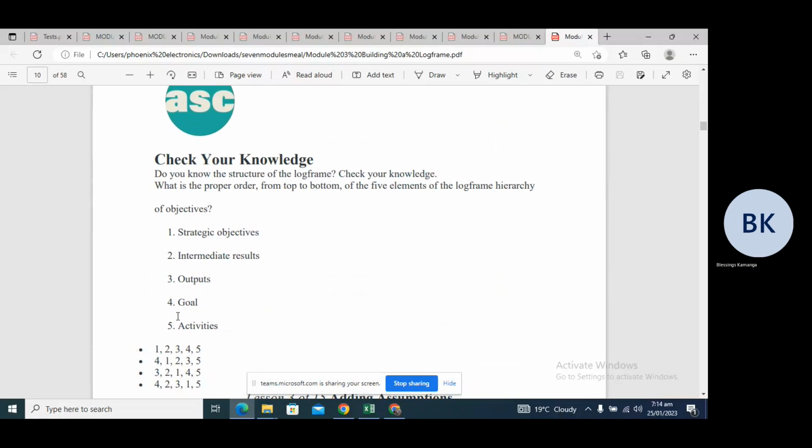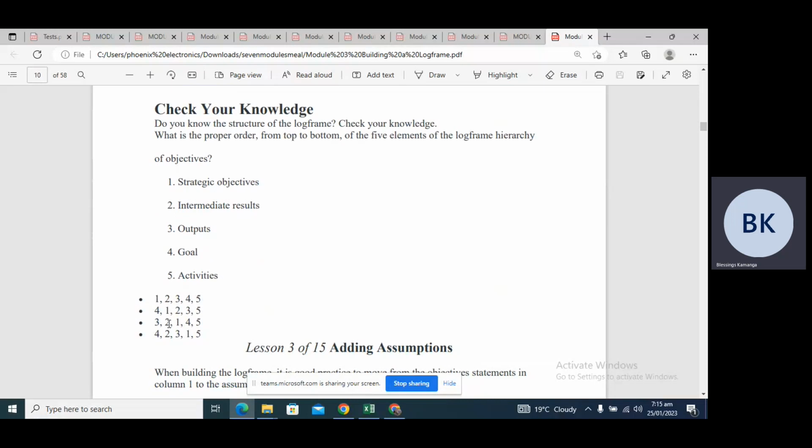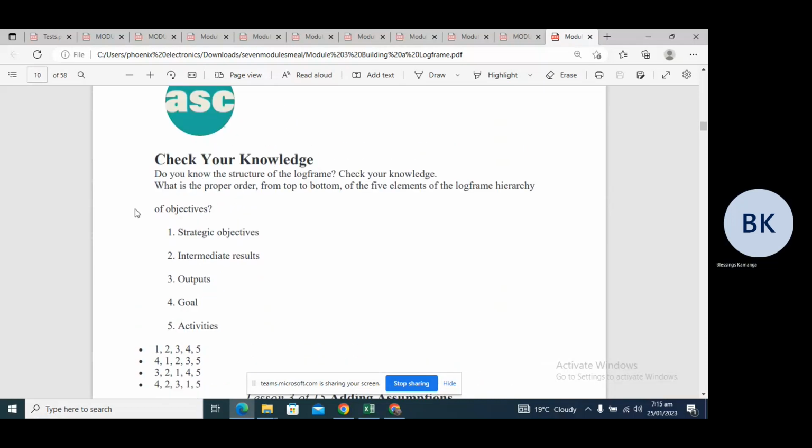Okay, for now that means we've covered the introduction of the logical framework, and then we'll go through the objective statements. We're looking at the other aspects as well, the whole logical framework. So if you have time, you can answer some of the questions that follow. Thanks.